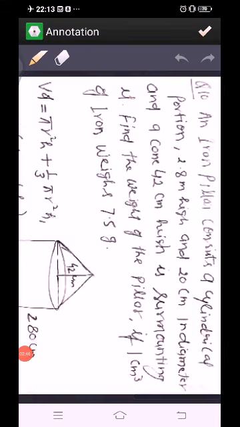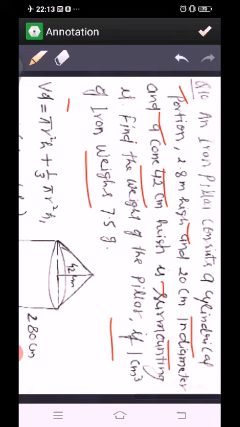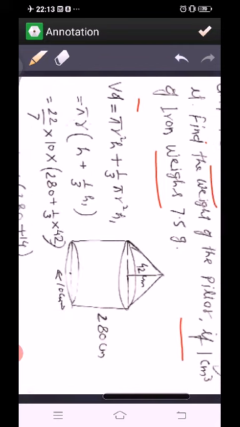Let us take question number 10. An iron pillar consists of a cylindrical portion 2.8 meter high and 20 centimeter in diameter, and a cone 42 centimeter high is surmounting it. Find the weight of pillar if 1 centimeter cube of iron weighs 7.5 gram. So whenever we have to find the weight of any material, first of all we must know its volume. So we will have to find out volume of given pillar.